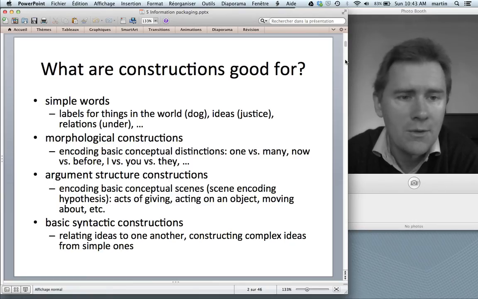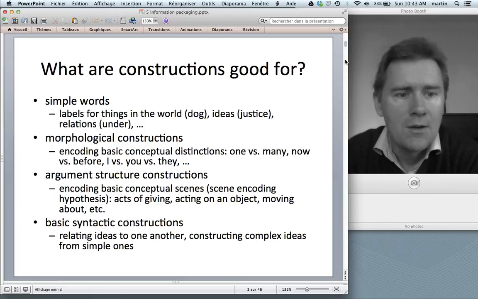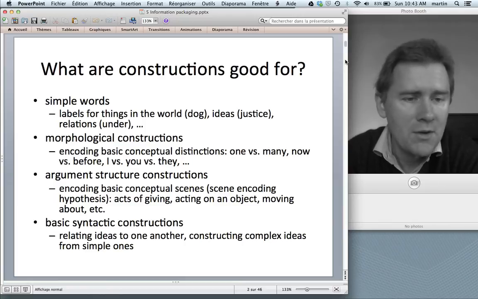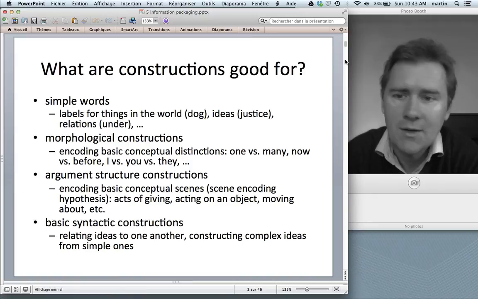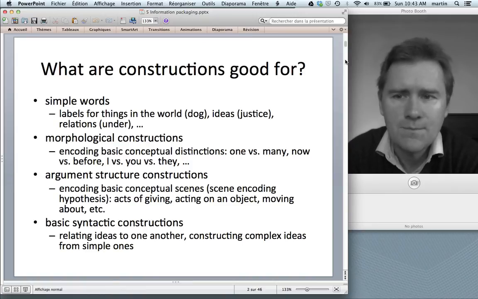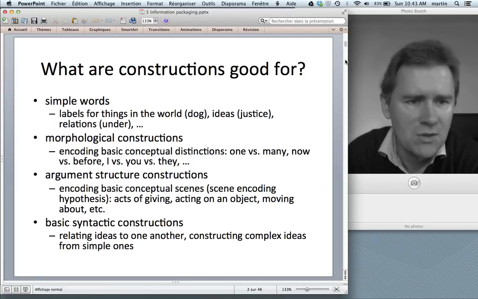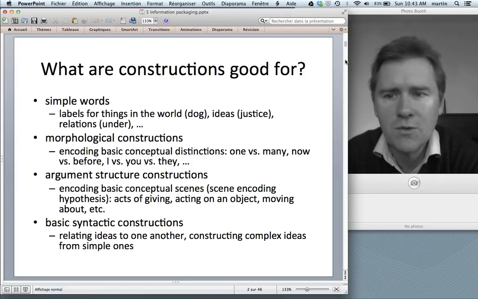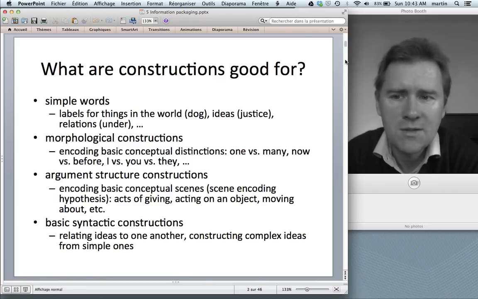what are constructions good for? Based on what you've already heard about construction grammar and constructions, what would you say constructions are good for? Well, turns out different types of construction serve different purposes. So for simple words, we might say they're useful because they provide us with labels for things in the world or ideas in the world or relations between things or ideas.